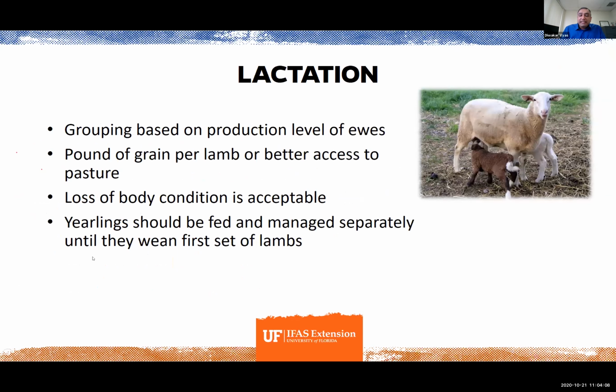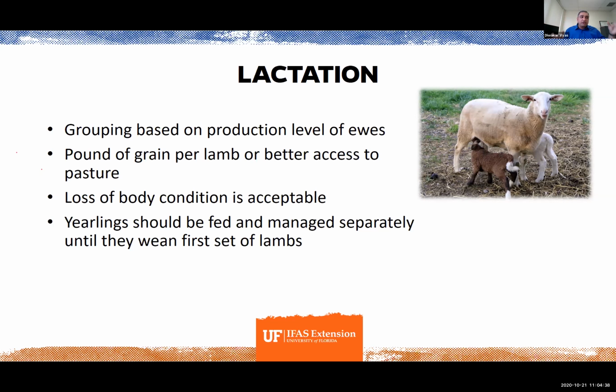So what is recommended here is that we should have groupings based on the production level of ewes. If you are saying as a thumb rule, 1 pound of grain for 1 lamb, 2 pounds of grain for 2 lambs, 3 pounds of grain for 3 lambs, it does make sense to have these different groups where these ewes are nursing 1, 2, or 3 lambs respectively, so that we are not wasting feed, or providing less than what is needed.